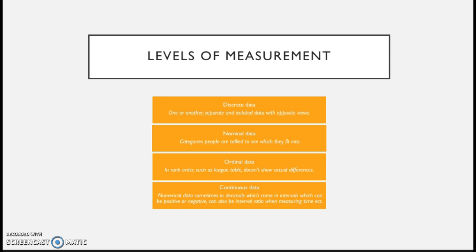Continuous data is broken down into two types. So an overview of continuous data is equal intervals between the actual numbers. So this is numerical data, sometimes in decimals, which become intervals either positive or negative, and it can also be a ratio. So this is the two parts: the interval, such as temperature because it can be a negative measurement, or ratio because it can't go below 0. So this is anything such as height, weight or time, where it is going up as a ratio.